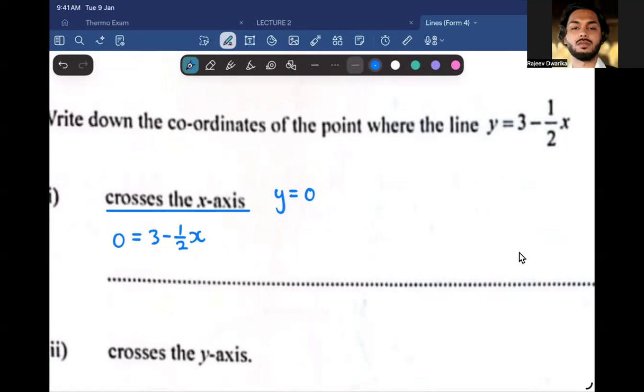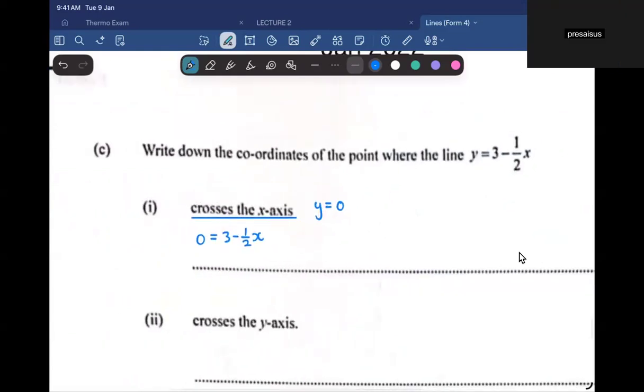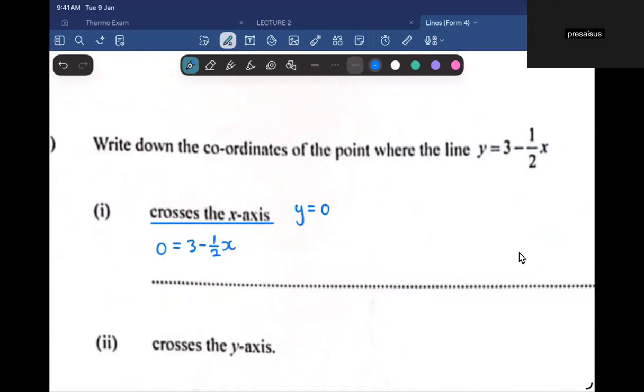If you don't have any idea, tell me. Don't beat around the bush. Be 100% transparent. I'm actually confused. Okay, what confusion here? I think it's how, mine is just in scribbles, because 0 equals 3 minus a half x. Okay, is it that you're confused about how I get 0?